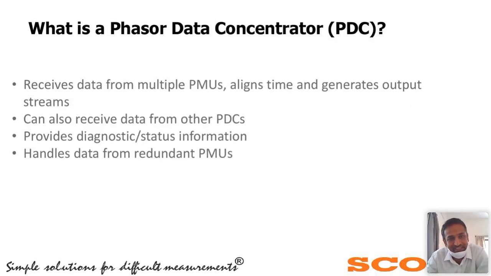So what does a PDC exactly do? It receives the data from multiple PMUs, aligns the time and generates the output streams. Also, it receives the data from other PDCs, so it is an interface between two different PDCs also, and provides the diagnostics and status information, and handles the data from redundant PMUs. So PDC is mostly collecting the data from the different PMUs.